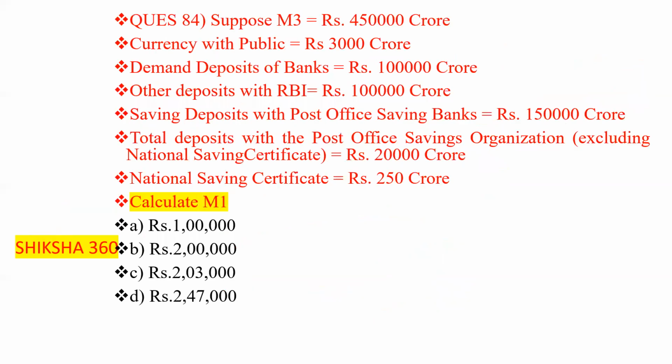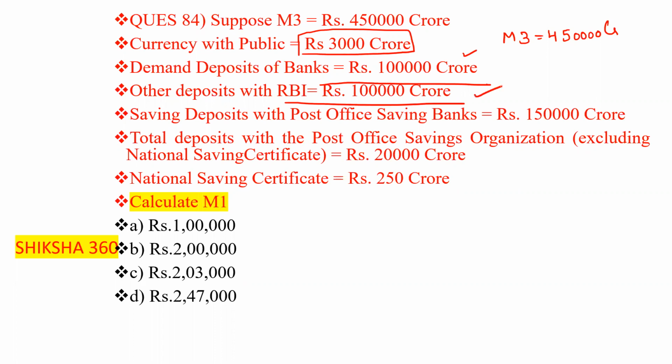Now move to the next question, question number 84. It is a similar type of question, so please answer fast. Suppose M3 is given here as 4,50,000 crore. Currency with the public is 3,000 crore. Demand deposit with the bank is 1 lakh crore. Other deposits with the RBI are 1,000 crore. So calculate the M1. For calculating M1, we have to add these three figures.